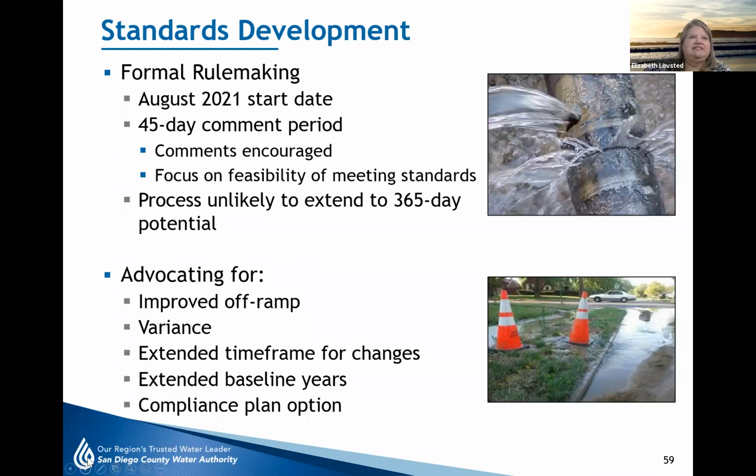Even before the rulemaking process starts, CNUA and ACWA and others continue to advocate for improved off-ramps: variances in the water loss, an extended time frame for changes, specific dates for changes, an extended baseline year, and then a compliance plan option. So some agencies have a really high percentage of water loss that they have to reduce. Some of them, 90, 50, 70%, they have to reduce their water loss. And in that, they need to come up with a different option for getting compliance. Next slide, please.